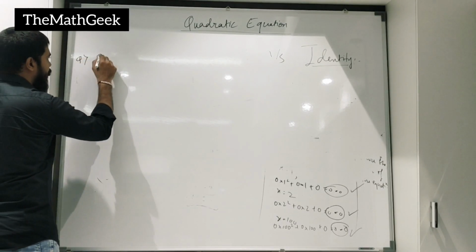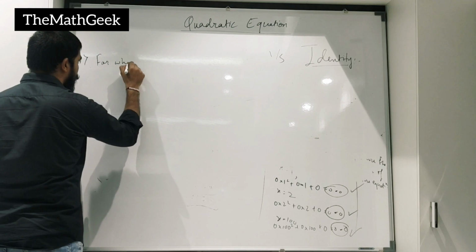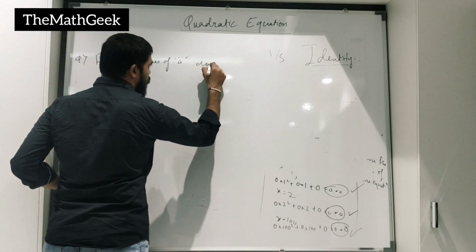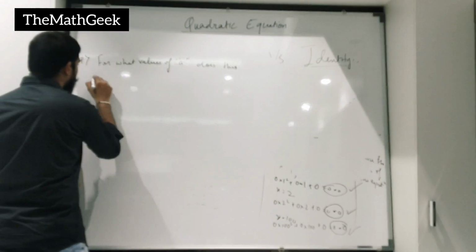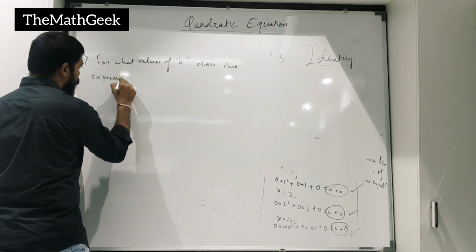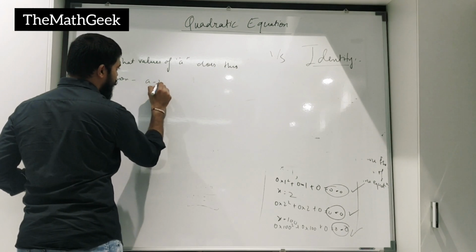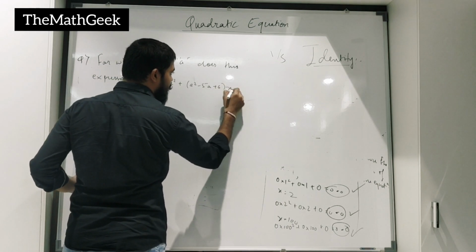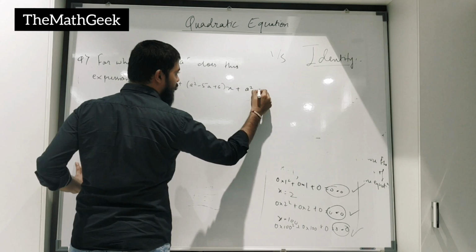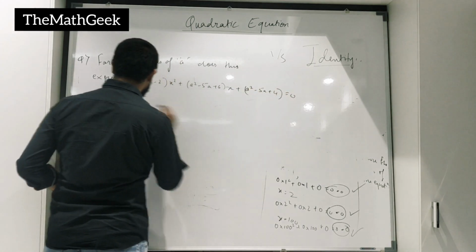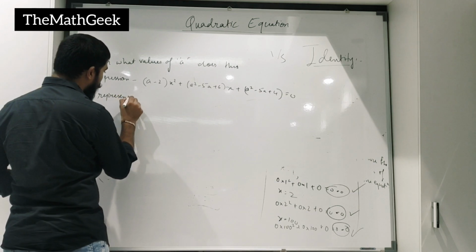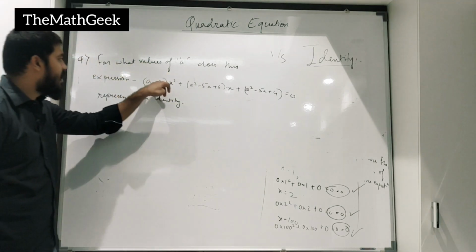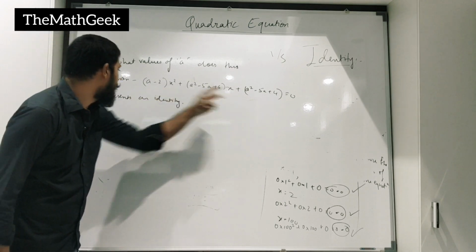The question is, for what values of a does this expression a minus 2x square plus a square minus 5a plus 6x plus a square minus 5a plus 4 equal to 0 represent an identity?